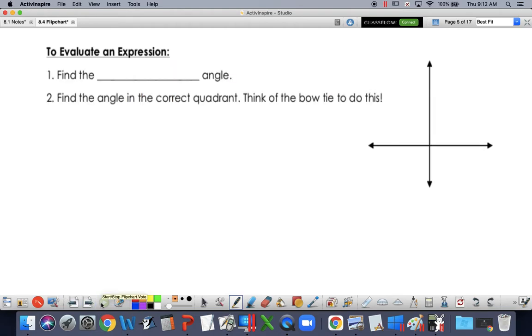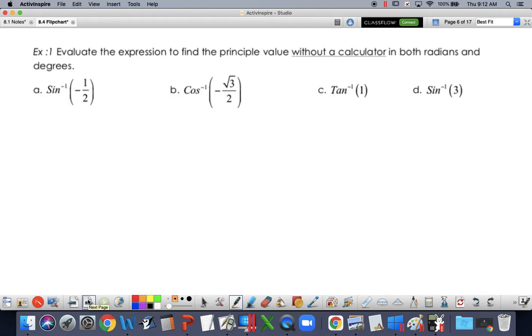So how do I do it, right? How do I evaluate this expression? I recommend using that reference angle again, trying to figure out where you are on your quadrants here, and then think of it like your bow tie. There we go, there's my bow tie. Those are our reference angles. These are the angles in here that we want to consider. And then it's going to help you to think, okay, which quadrant should I be in for either cosine or sine? So let's do some examples.